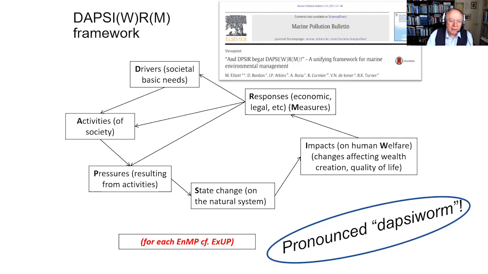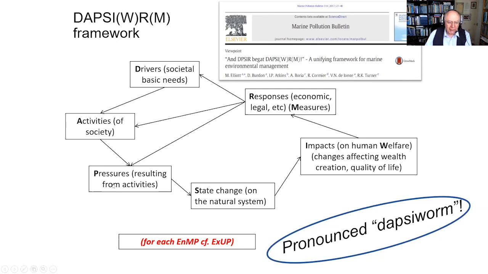This model here is where, if you think about it, we have drivers that govern what we do in the environment, our societal basic needs. Things like we need food, or we need shelter, or we need security, or we need employment, or we need aesthetic values and culture. In order to fulfill those drivers, we carry out activities, we do something in the environment. We want food, we go fishing.